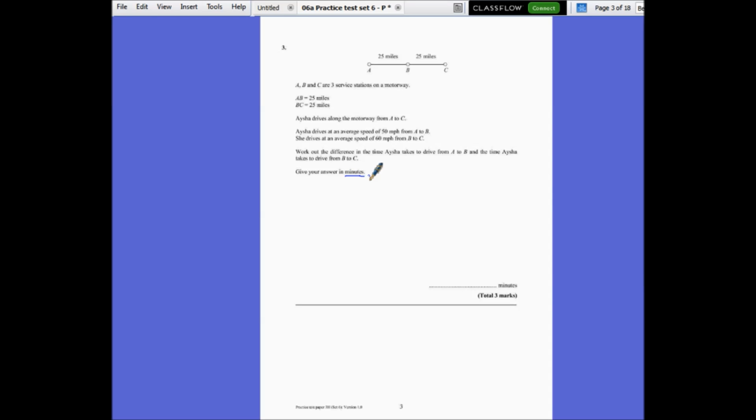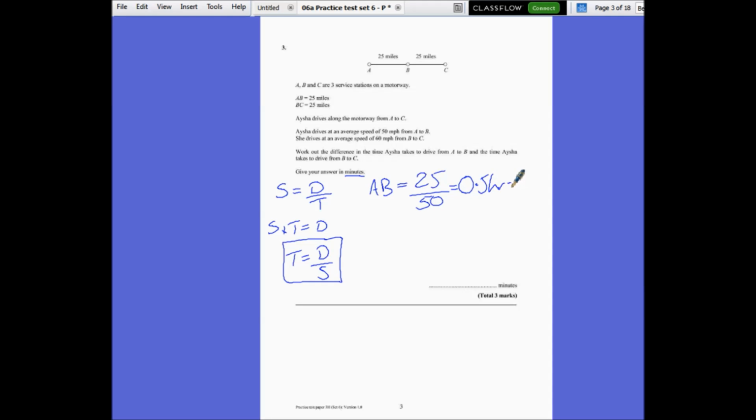So that's really important. We know that speed equals distance divided by time. If we rearrange that, we have speed times time equals distance. And to work out the time, we'll do distance divided by speed. So from A to B, we have a distance of 25 miles and a speed of 50 miles per hour, which is 0.5 hours, or 30 minutes.